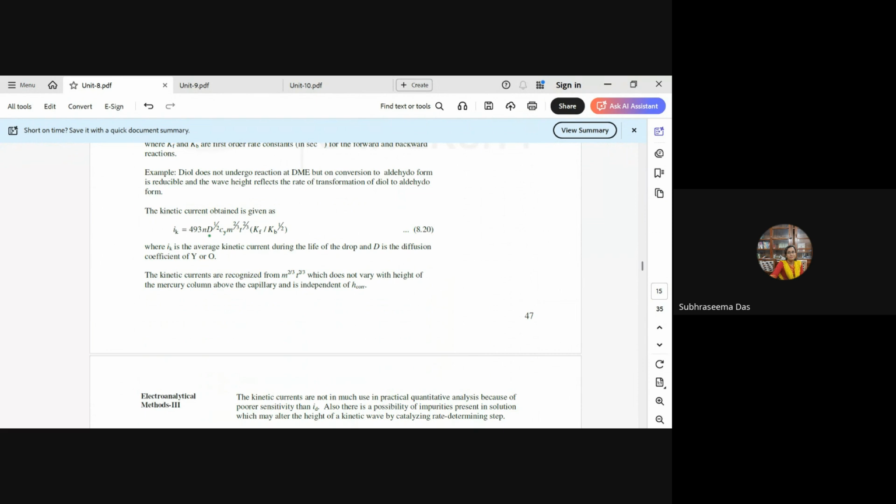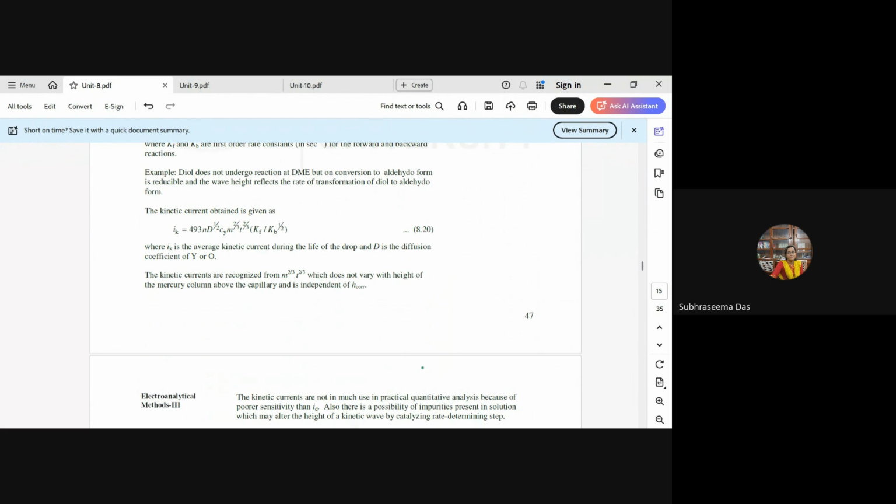So the kinetic current that can be obtained is given by the equation shown here in equation 8.20, where Ik is the average kinetic current during the life of the drop and id is the diffusion current. The kinetic currents are recognized from m raised to the power 2 by 3 into t raised to the power 2 by 3, and they do not vary with the height h of the mercury column above the capillary; they are independent of h.